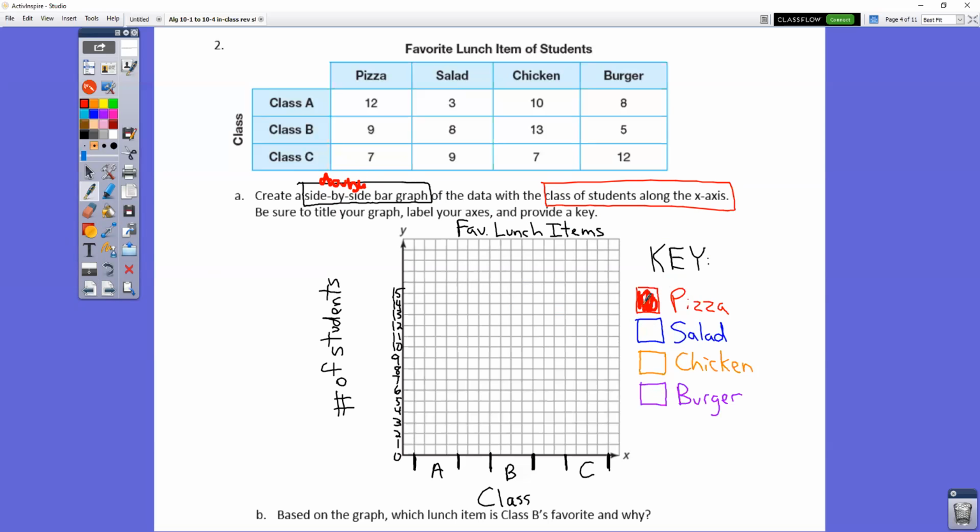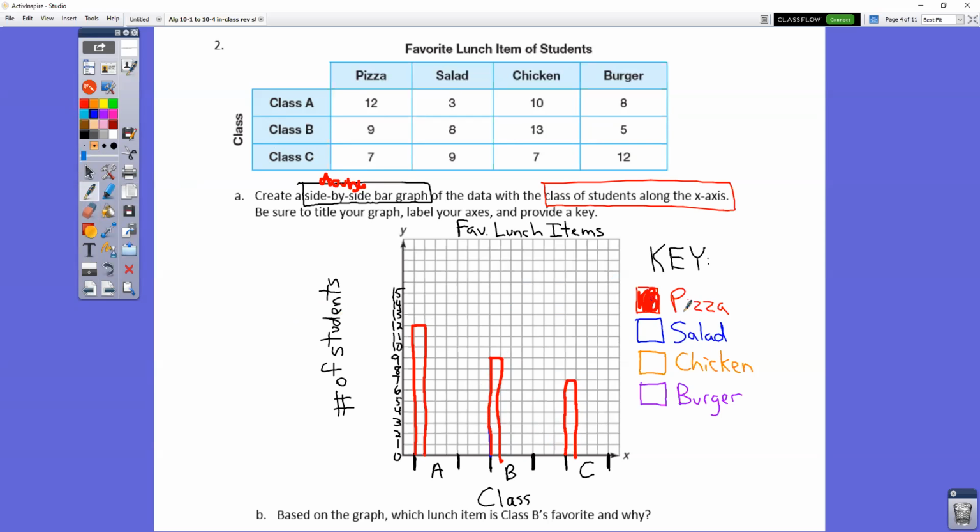I'm going to use red for pizza. So for A pizza is 12. So I'm going to take and go up to 12. And I'm not going to color them in just to save a little time here and make it a little bit neater. B pizza is 9. C pizza is 7.